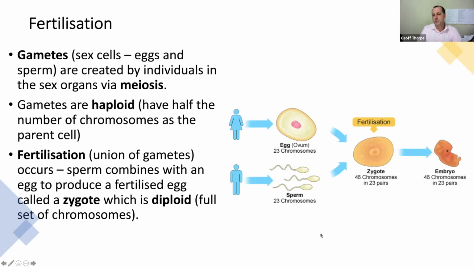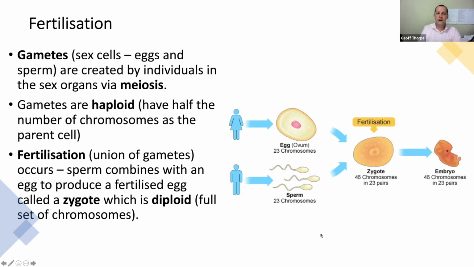Now the biological process that creates gametes is meiosis. We will be talking about meiosis as part of this module, but that comes a bit later. Gametes are haploid, which means they have half the number of chromosomes as the parent cell. In just about all of our cells, we have DNA from both our mum and our dad. For all genes, for all chromosomes, there's one copy that comes from our mum and one copy that comes from our dad. That happens in all cells except for the gametes.